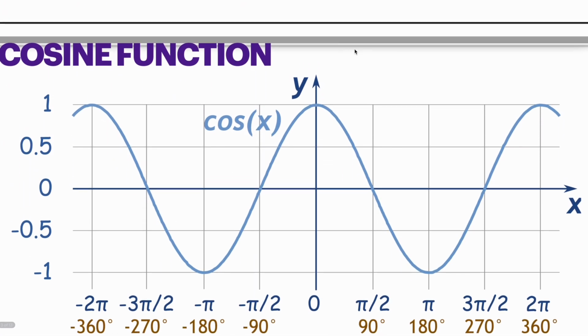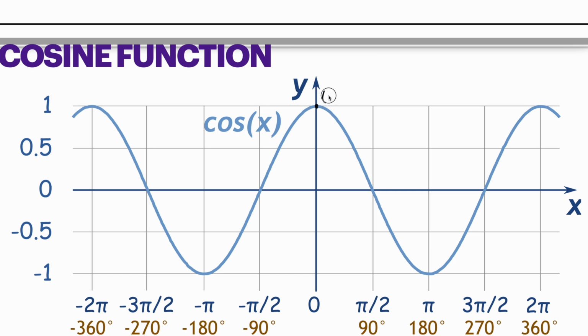Cosine function actually starts up here at 0, 1 instead of 0, 0. And it goes down to -1 and back up to 1 to the starting point again. The period is every 2 pi, which means every time you go around the unit circle, it starts back over.